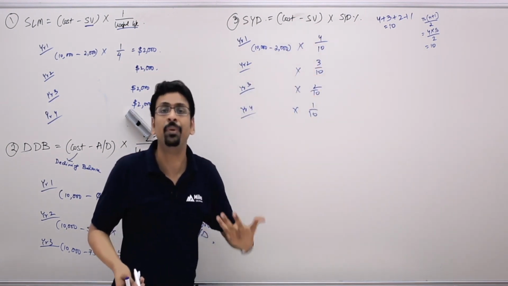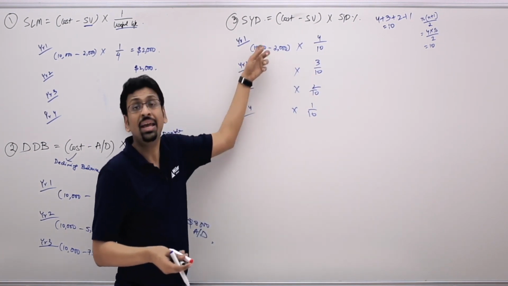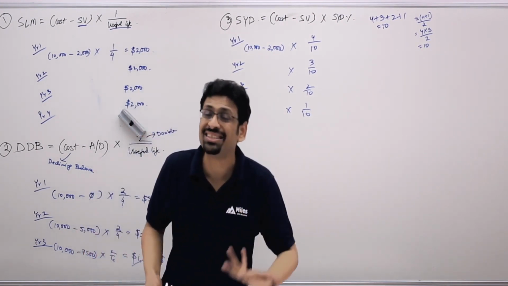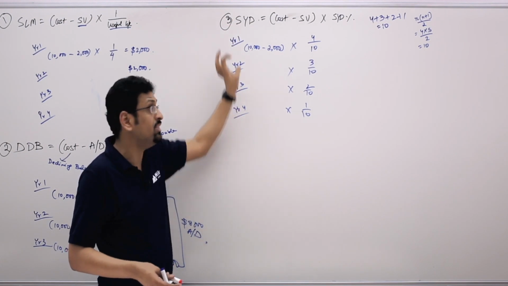So we have depreciated 10 by 10, or we have depreciated the entire amount of $8,000 over the 4 years. Just that we've used accelerated depreciation. There's going to be more depreciation in the initial years than in the later years.